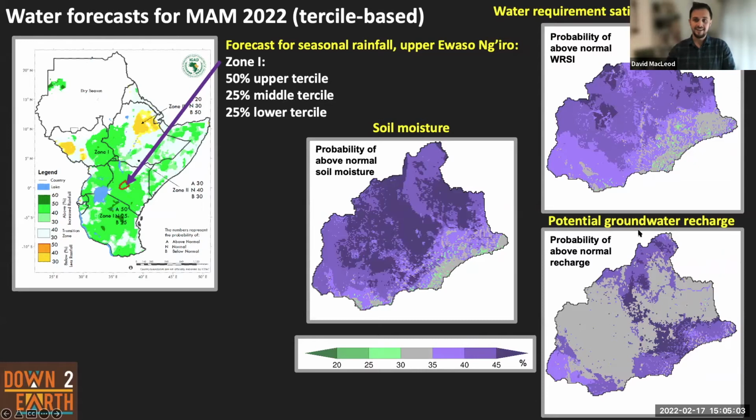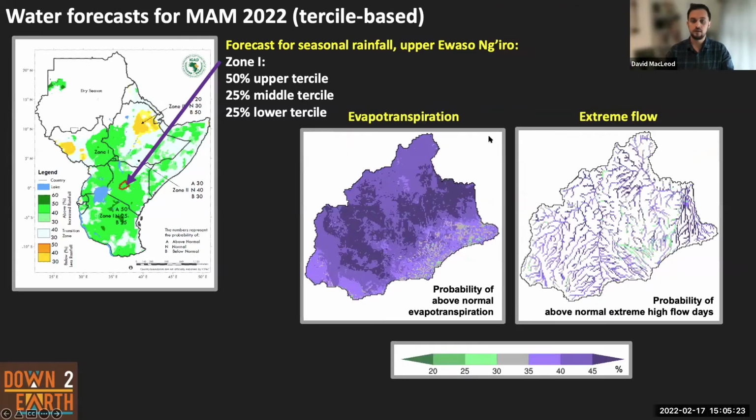So what we're seeing here is the added value of the embedded information within DRIP, within representing these processes, which can tell us a bit more about what's going on with the hydrology compared to just a basin average tercile seasonal rainfall. We can look at evapotranspiration as well. It shows a similar picture. With more moisture, there is likely to be more evapotranspiration. And then look at extreme flow.